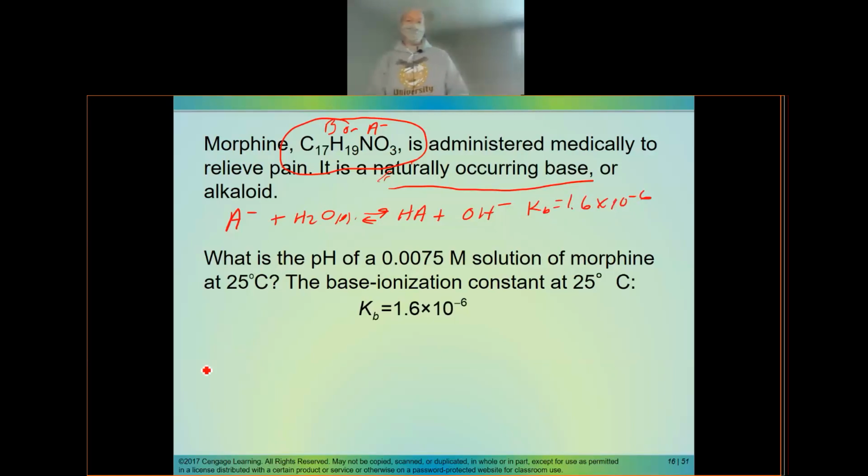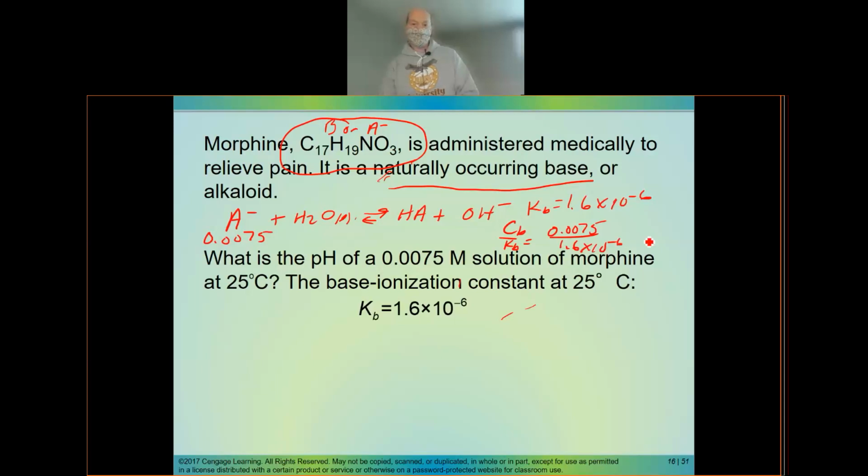All right, and then my initial concentration of my weak base is 0.0075. So what I want to know is, can I just neglect my X or do I have to check it? So what I'm going to do is now calculate the CB over the KB.